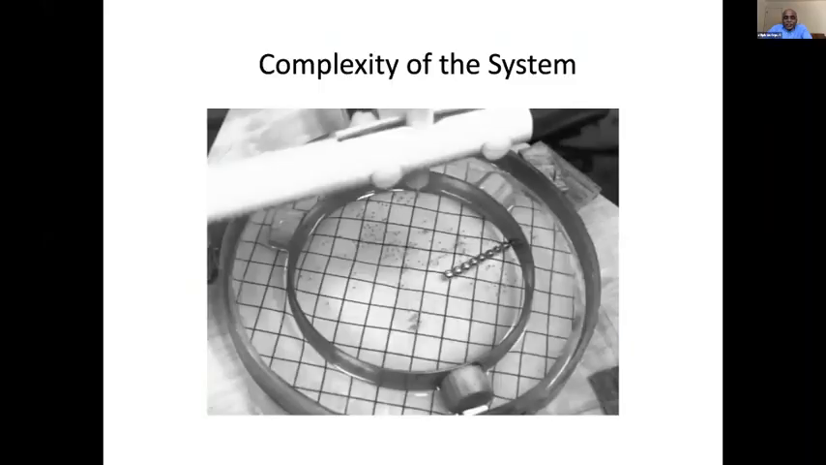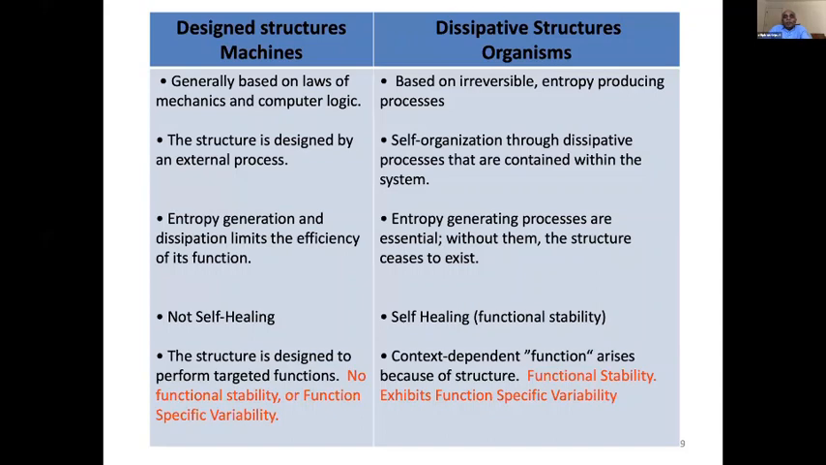And so that brings us to a summary of the contrast between design structures and dissipative structures. Design structures are machines. They're generally based on the laws of mechanics and computer logic. These structures are designed by an external process. They are not self-organizing. Entropy generation in these systems is actually unwanted. It makes the system inefficient.